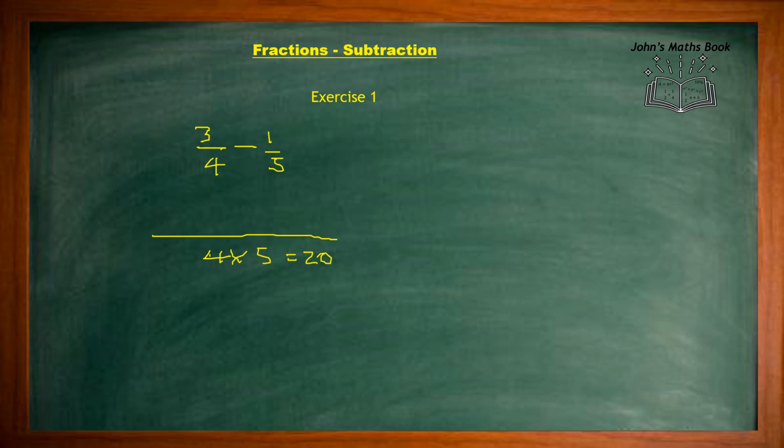So 4 into 20 goes 5 times, multiplied by 3. So that's 5 times 3 minus 5 into 20 goes 4 times, multiplied by 1. So that's 4 times 1. So that gives 15 minus 4 divided by 20. So 15 minus 4 is 11 divided by 20.